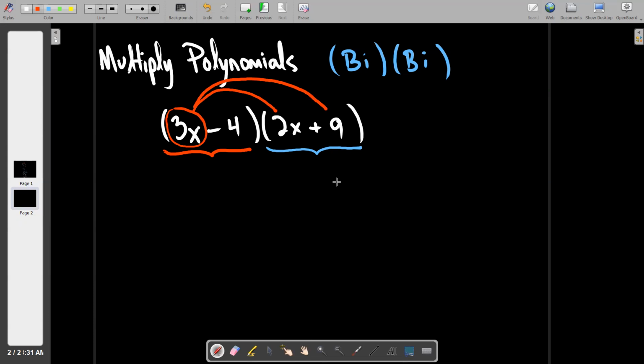Got it? We call that distribution, of course. So let's begin. What is 3x times 2x? 6x squared. When you multiply x's, you have to power them up. What is 3x times positive 9? It's just 27x this time, because there's only an x in one of the multipliers.